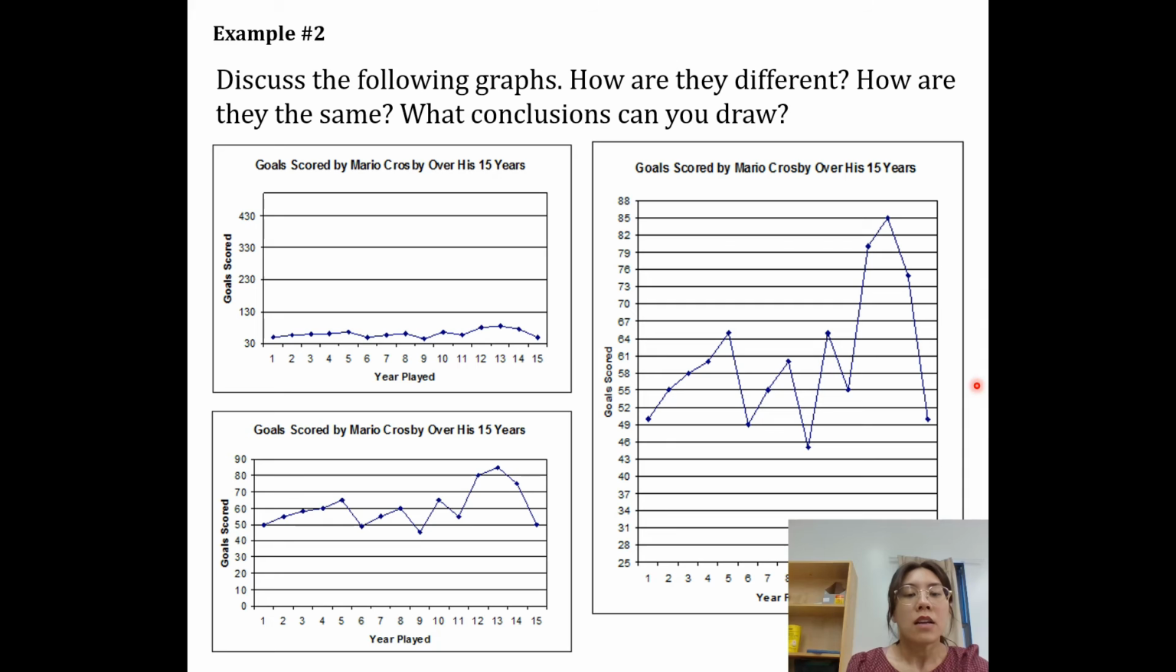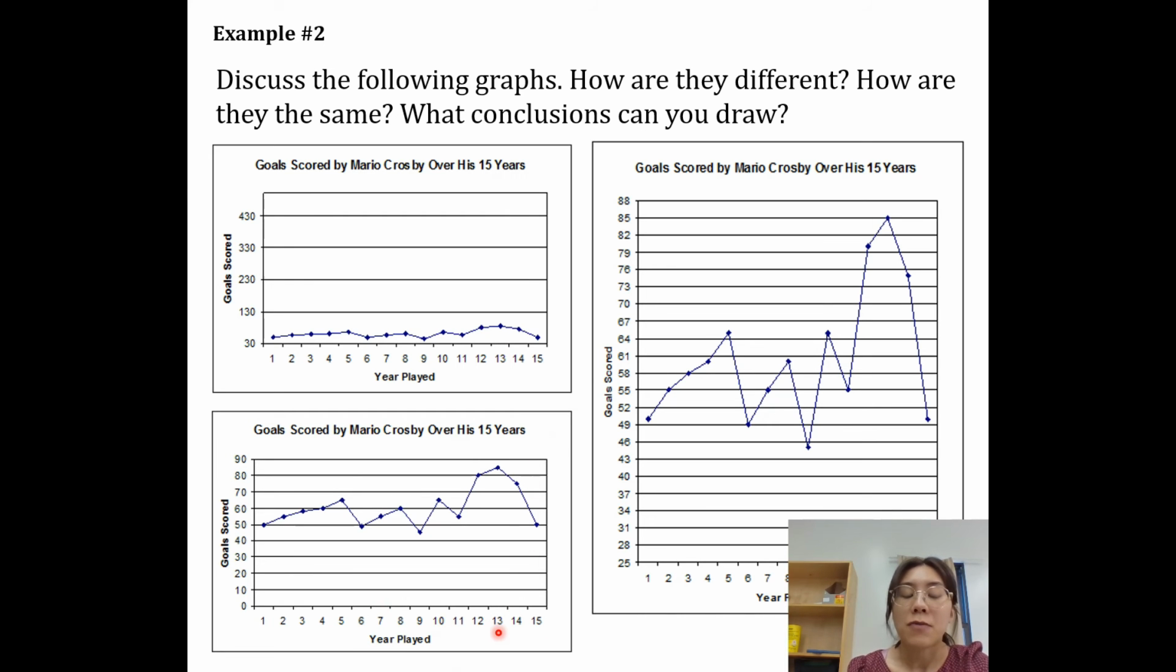Okay. So here, this has to do with distorting the scale. If you look at the first graph, you'll think that Mario Crosby, over his 15 years, didn't do too well with scoring goals. Due to the scale distortion and the line being so close to the axis, it gives the impression that he didn't do well at all, close to 0. And not only that, his progression wasn't that great and he was fairly consistent throughout his career.